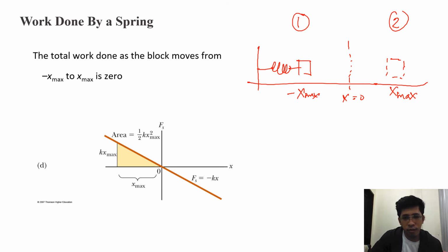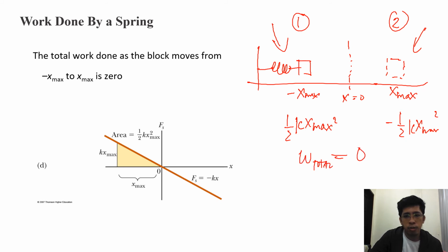So because from first you have 1/2 k x max squared for this point here, and here you have minus 1/2 k x max squared. So if you're going to add these two terms, okay, you get total work done, which is equal to 0. If you're going to look at the figure here, we have this area here plus this negative area here. So they just cancel out. So the work done from moving from here up to here is 0.